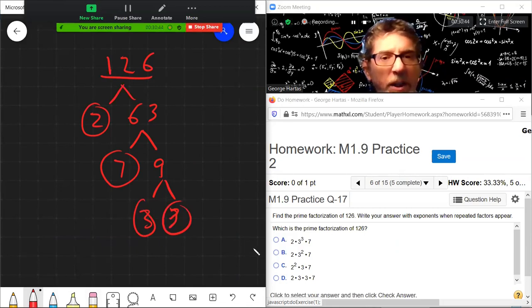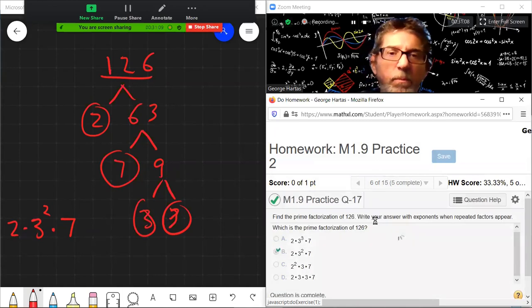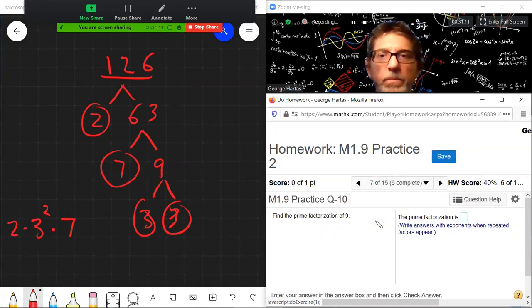So let's write this out in exponential format. So let's start with the lowest number, 2 times, we have 2 3s, so 3 to the 2nd power times 7. So let's see which one matches. Is it A? Nope. Is it B? B looks like the winner, right? Looks like we got B. Well, here's a real easy one.